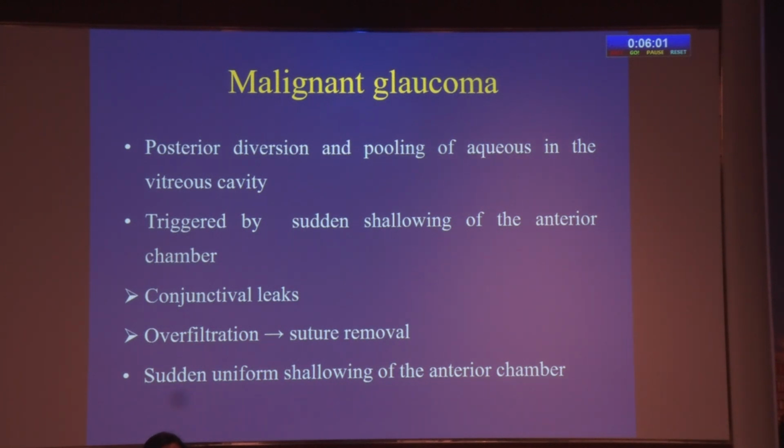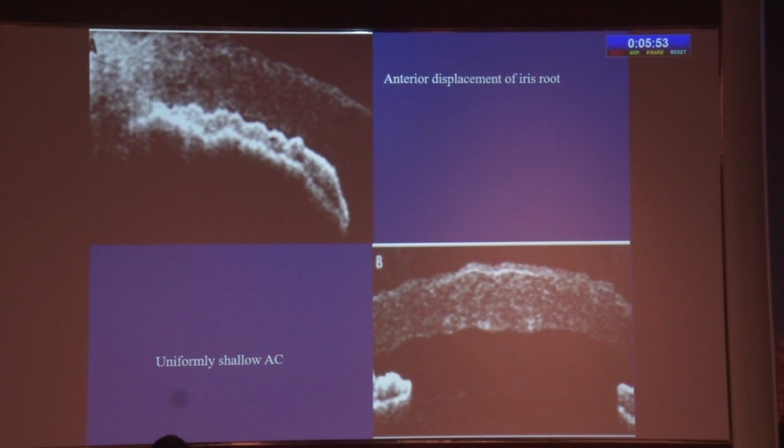Conjunctival leaks, overfiltration, which can be caused by suture removal, and sudden uniform shallowing of the anterior chamber. So anterior displacement of the iris root that you see out there again in the UBM, and the uniformly shallow AC that you see.